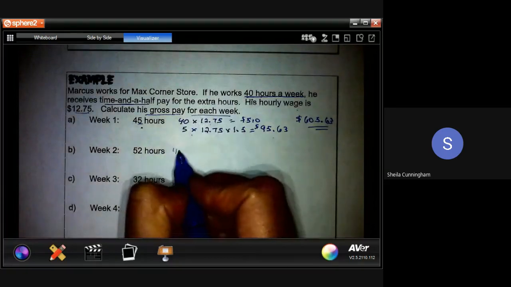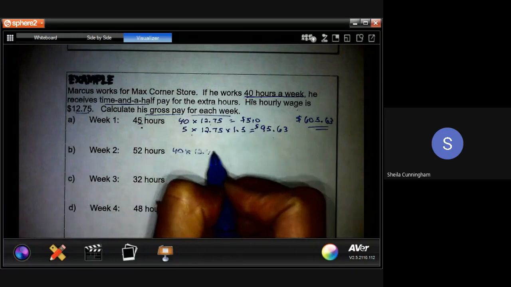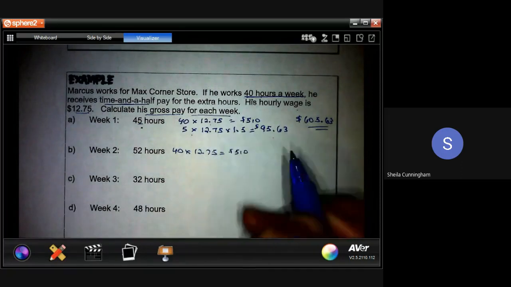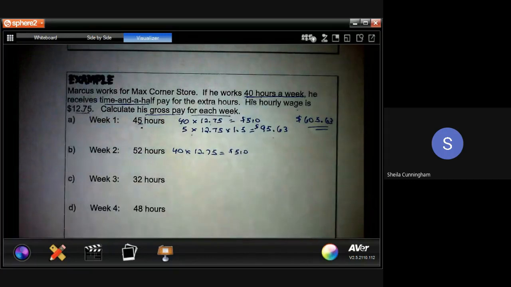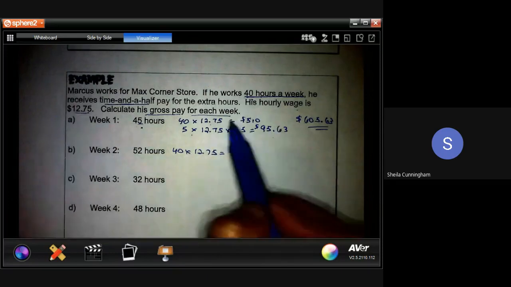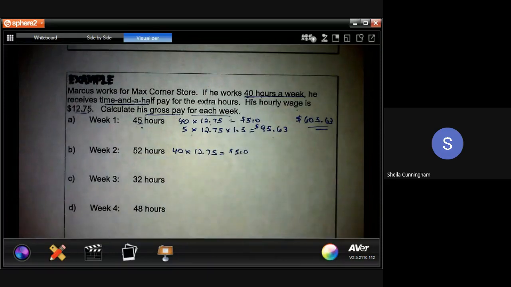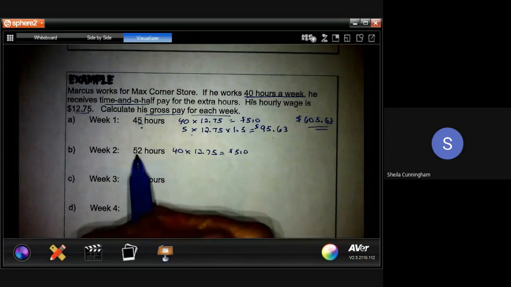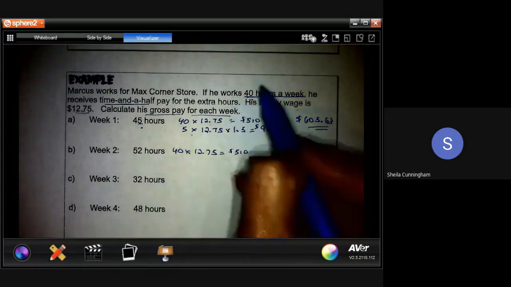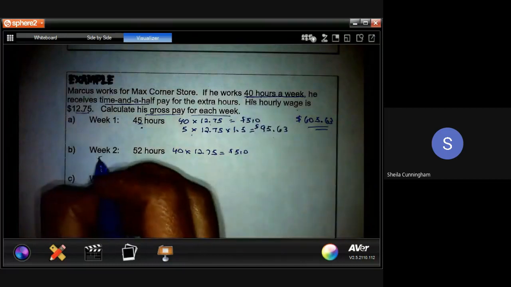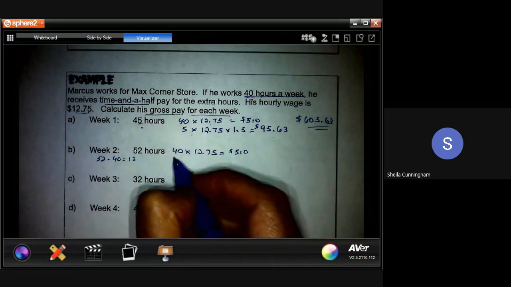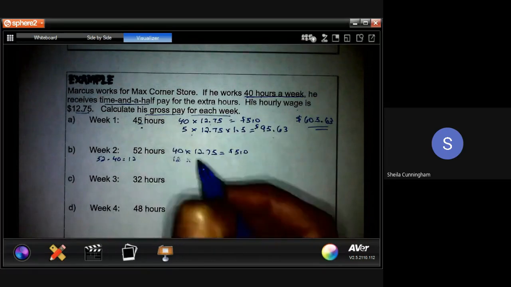And again, that is 40 hours times $12.75. That first 40 is always going to be the same. He's not changing how much he makes at a regular hourly wage, so that is going to stay true every time we go through this. We look at the next part. Well, he worked 52 hours compared to 40. So this is 52 minus the 40. He worked an extra 12 hours of overtime.